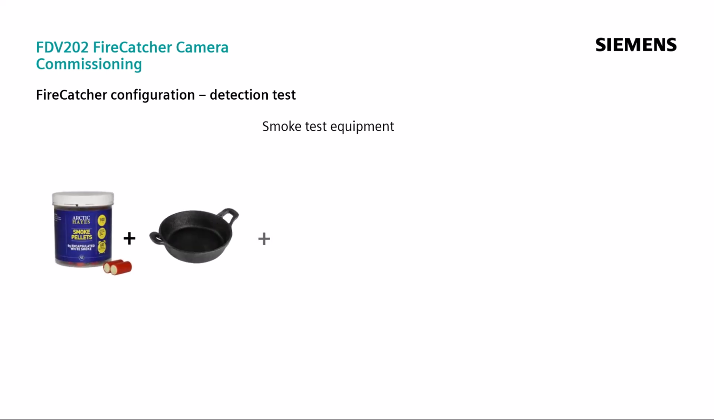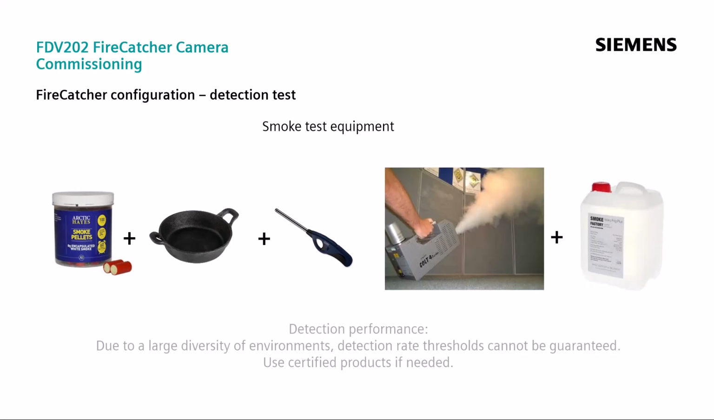Let us now test the detection and have a look at the detection performance. For the correct testing of the detection, use the official test fires. The following test equipment for smoke can be used. Smoke pellets for minimum 24 square meters together with fireproof recipient and long nose lighter, and a smoke machine with liquid. Due to a large diversity of environments, it is not possible to guarantee detection rate thresholds. Use certified products if needed.